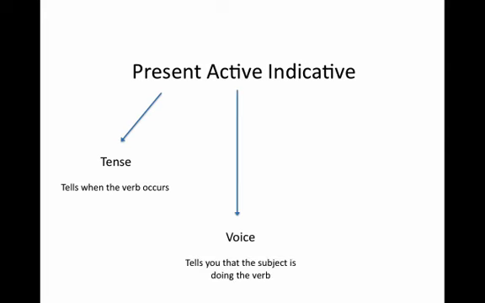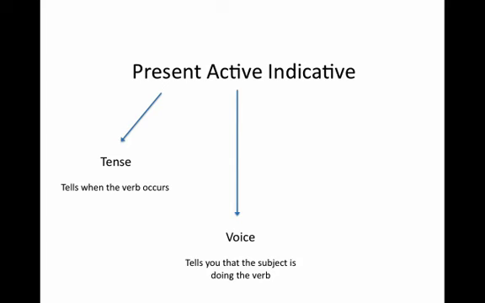Next, the term active is our voice. And for a greater part of this year, we'll only be working with the active voice. And we say something is in the active voice when the subject is doing the action of the verb. For example, the boy ran down the street. In that case, the boy is doing the running. He is doing the action of the verb, and that is what the active voice indicates.